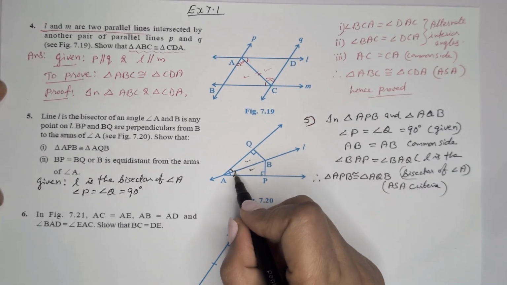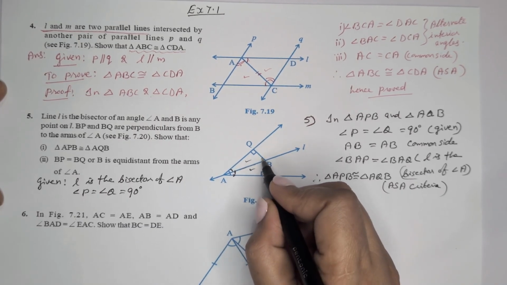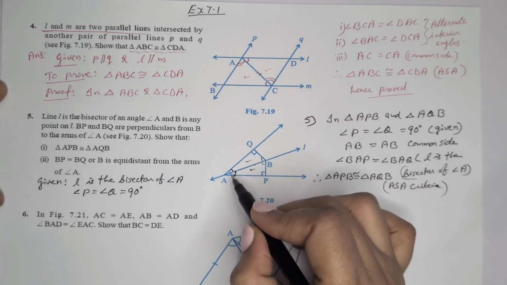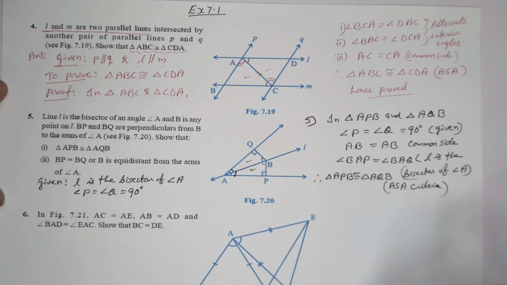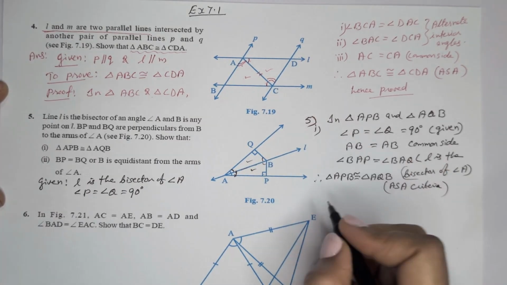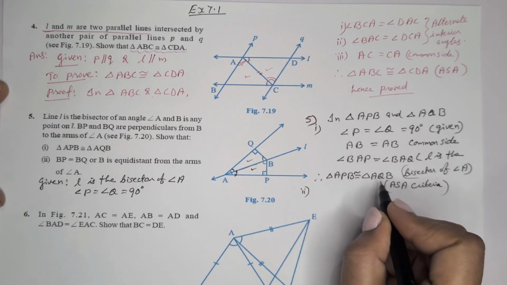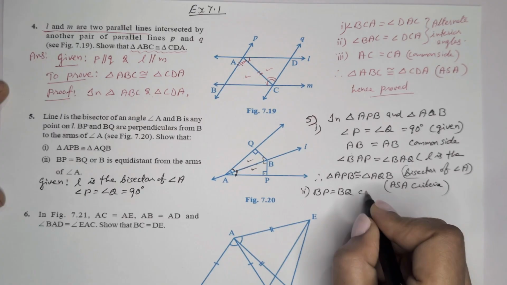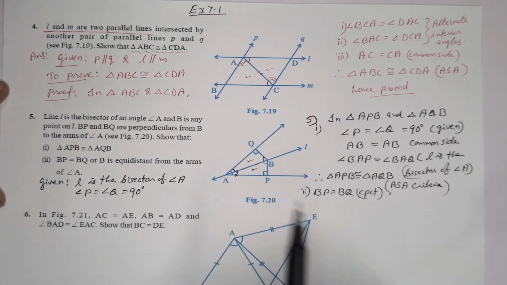Here in ASA, one angle and these two corresponding angles are equal. Then automatically the third angle also will be equal, which means all three angles are equal and one side is common. So we can use ASA here. This is the first part. Second part, BP is equal to BQ, that is CPCT, corresponding parts of the congruent triangles.